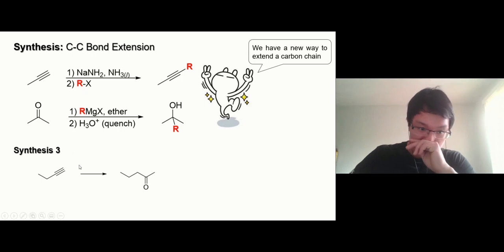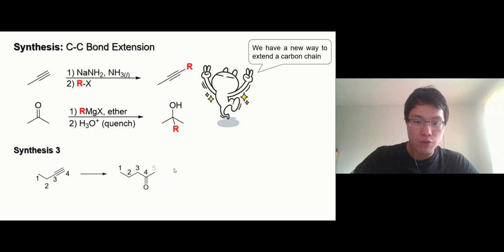What we've got right here is an alkyne, and we make a ketone out of it. Let's count the number of carbons real quick. On the left side, 1, 2, 3, 4. On the right side, 1, 2, 3, 4, 5. So we add one more carbon onto this compound. Now, how to do that? Just pick one of these. This is an alkyne. Let's do alkyne. Why not? It's already an alkyne.